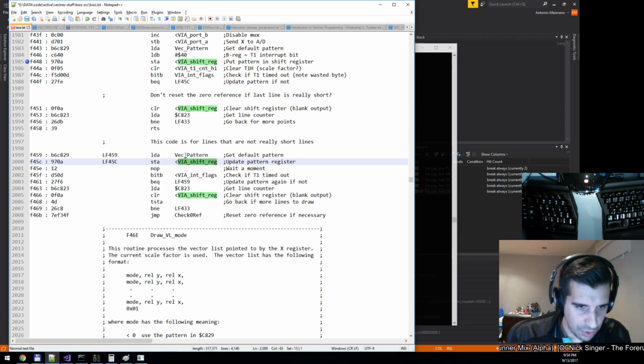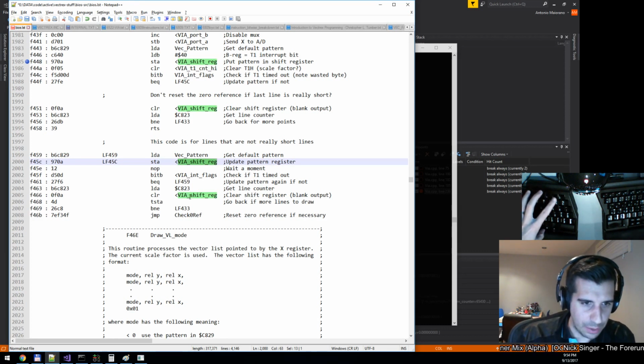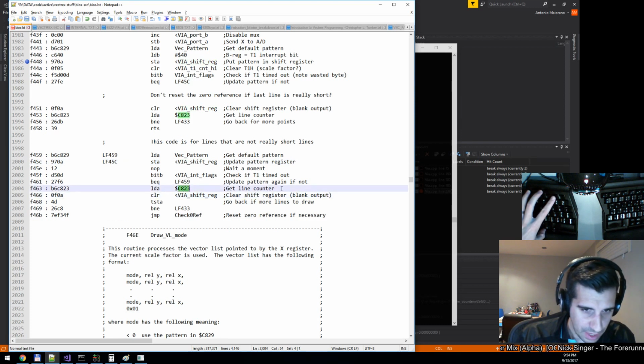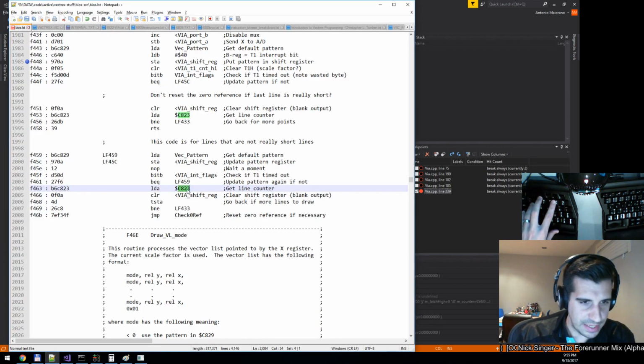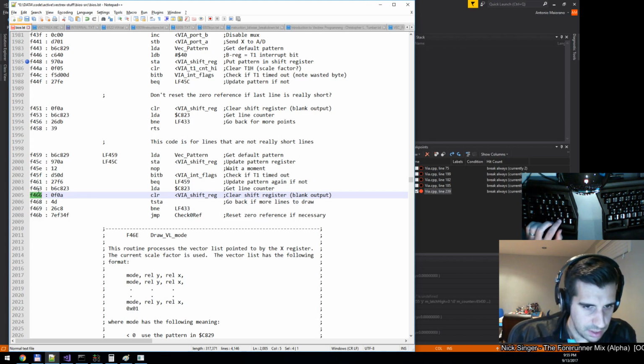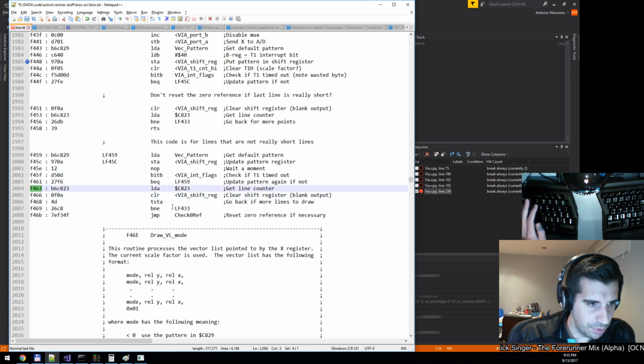In any case, I don't care too much about the pattern right now. I'll worry about that after. What I want to see is here. When we get to the line counter, that means that the timer has timed out and we should have gotten our first line. Another thing I realized is I did not turn on the drawing hack, so I need to do that. But the next place to run to is 463.